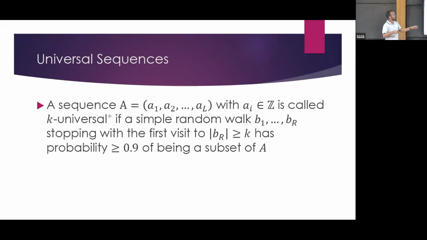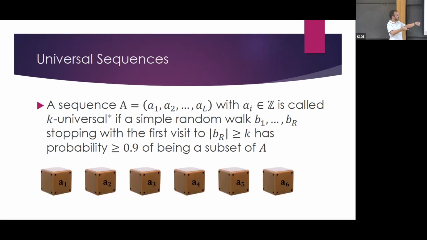So I'm going to say that a sequence of integers is k-universal for our purposes if, for a simple random walk that I stop when it goes past k or minus k, so I'm just doing a simple random walk on the line and I stop it whenever I reach k or minus k, this random walk is going to have large probability, let's say at least 90%, of being a subsequence of this sequence. So a sequence is universal if it is very likely that a random walk that I stop whenever I reach this k boundary is a subsequence of it.